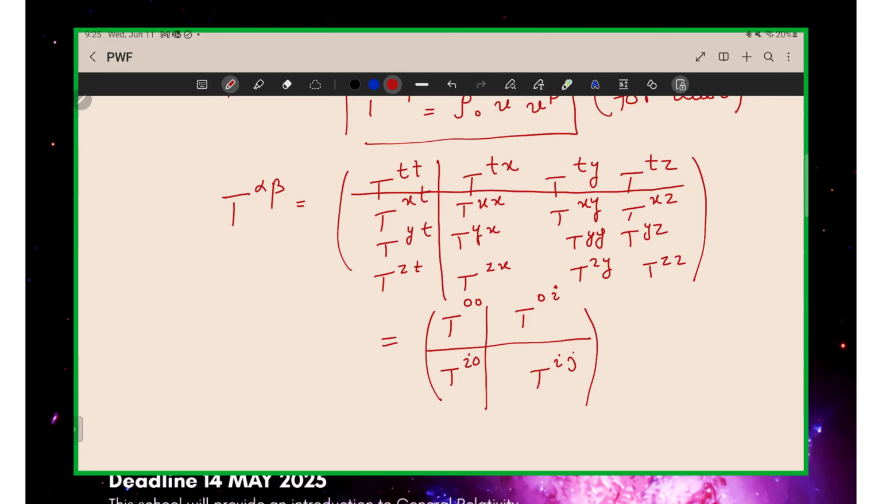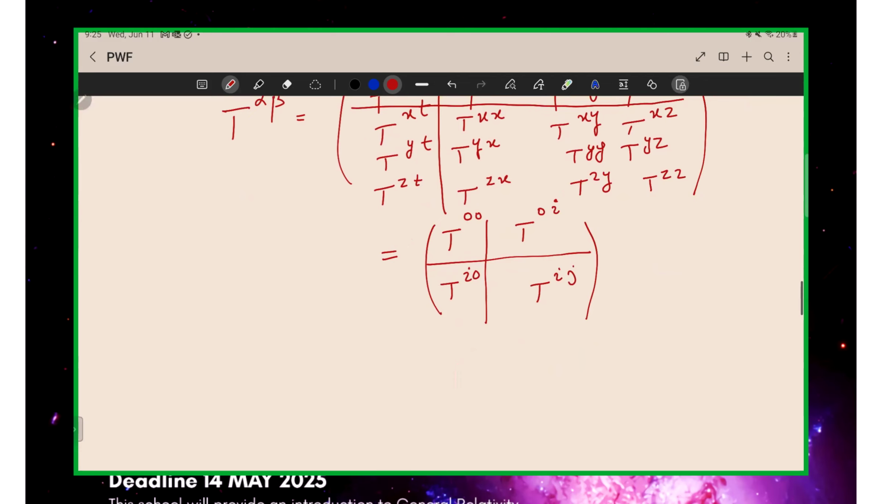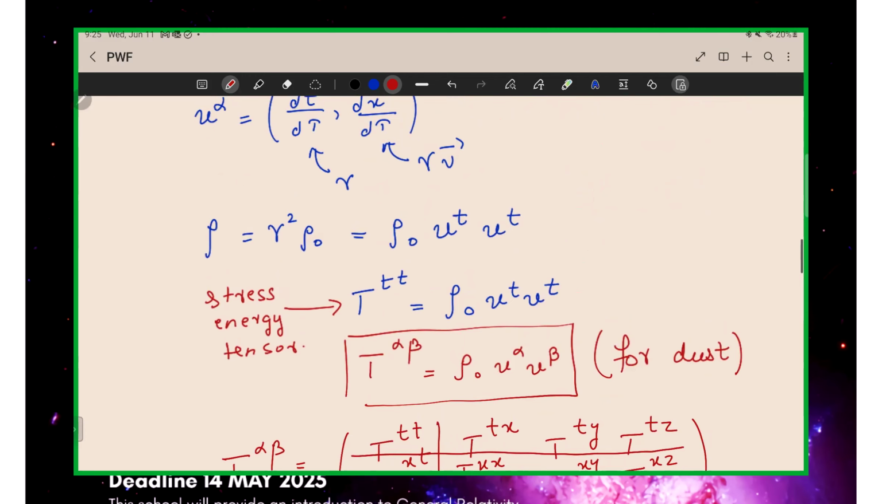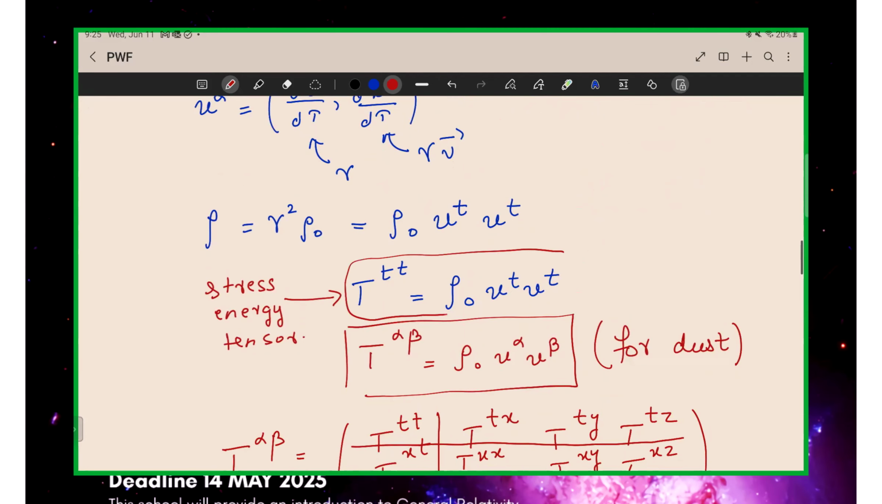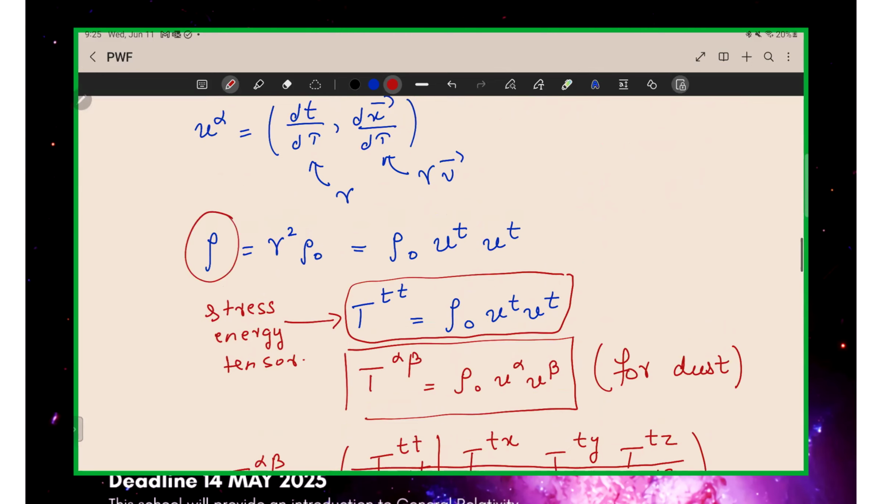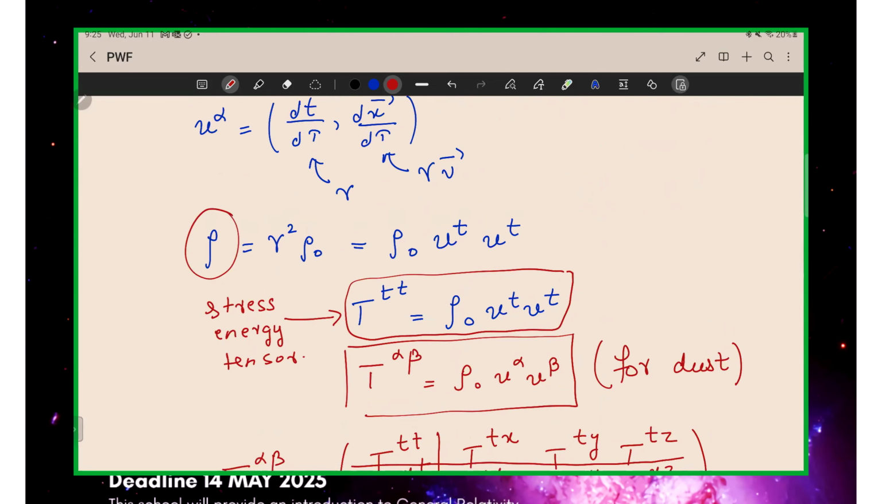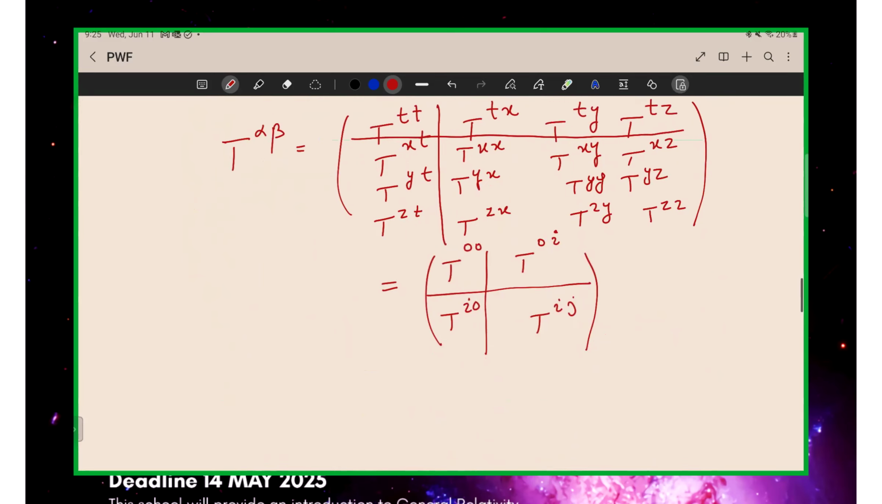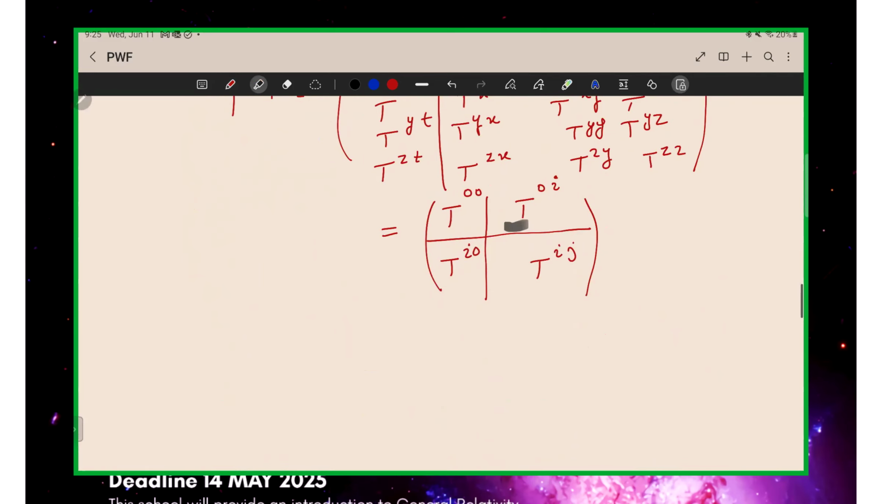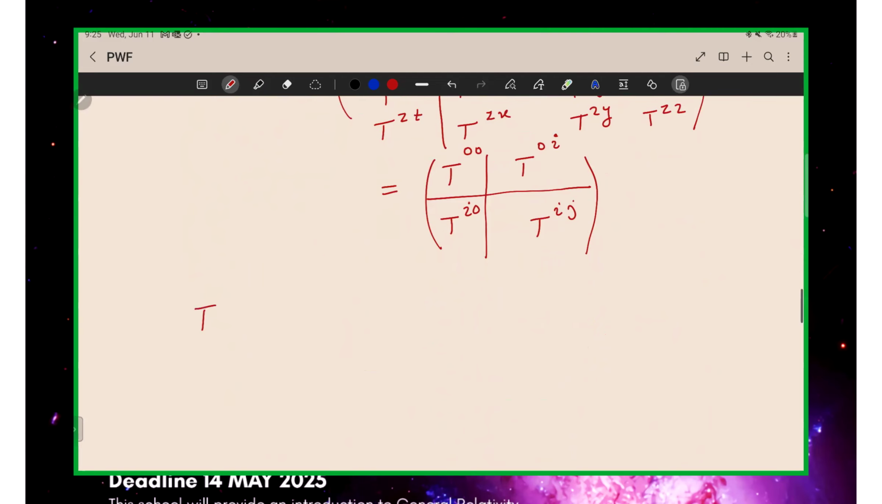Okay. Now, what about the meanings of these components? Well, the T00 component is just the time component. And we saw earlier that the time component is actually rho, and rho is nothing but the energy density, right? So we don't need to explain the meaning of that, at least. What about the other components? What about this component, and this component? Well, let's see the meaning of these. So let's start with, for example, the time x component, right?